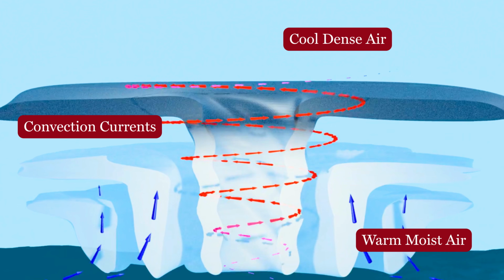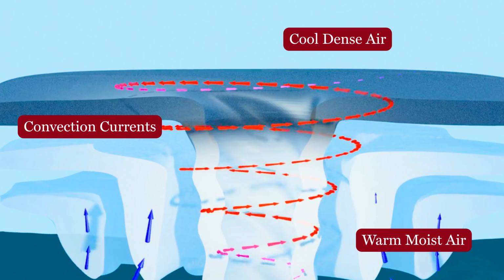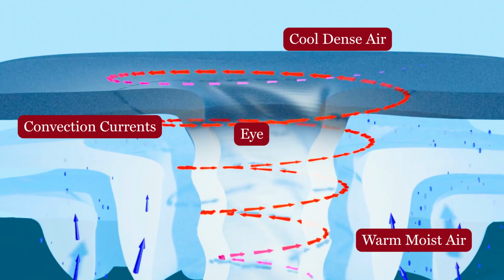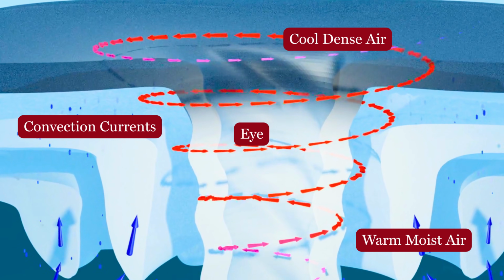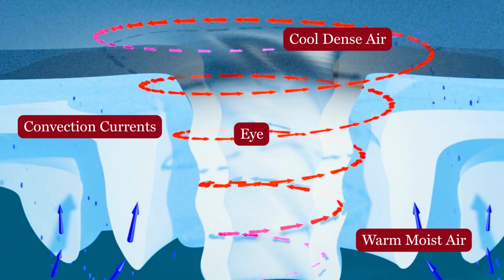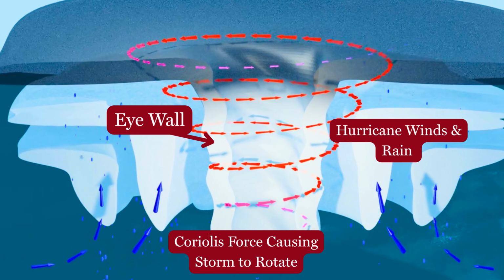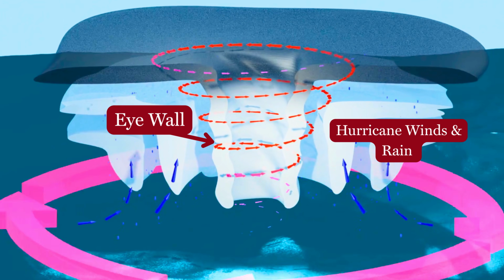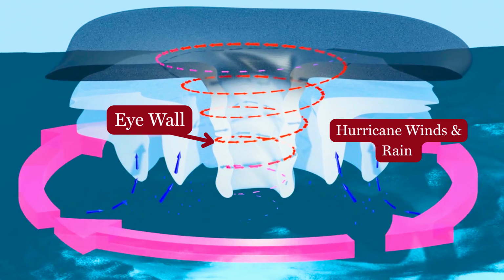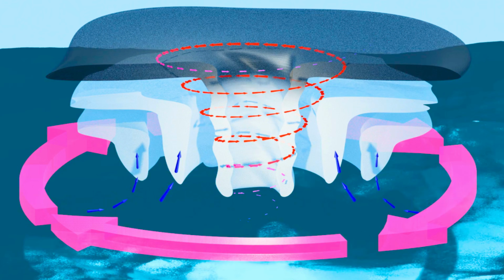At the very center of the storm, the rising air is replaced by sinking air, forming the eye, a small but calm region where skies may even appear clear. Surrounding it is the eyewall, the most violent part of the storm. This is where wind speeds can exceed 250 kilometers per hour and torrential rainfall occurs. The sharp difference between the calm eye and the destructive eyewall is a defining feature of tropical storms.